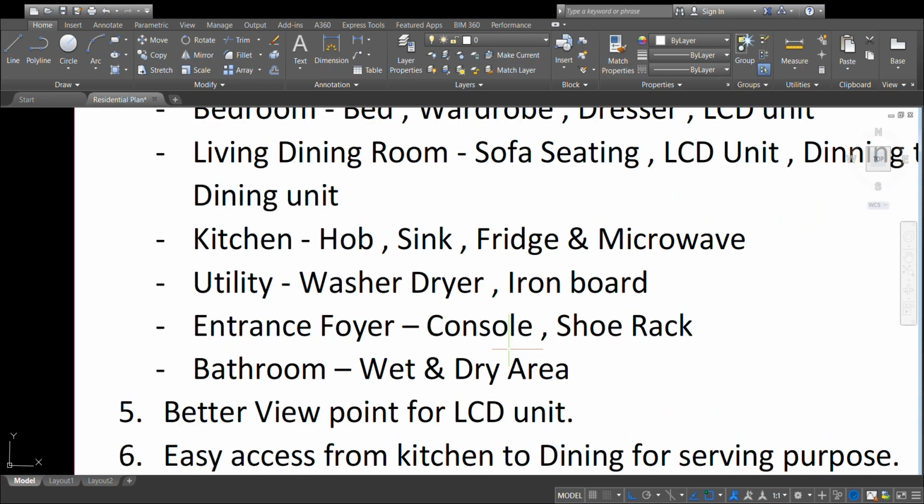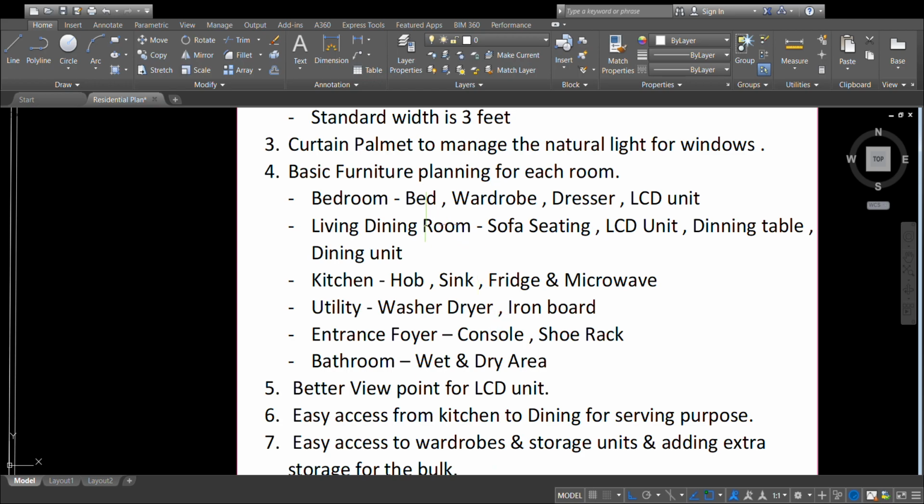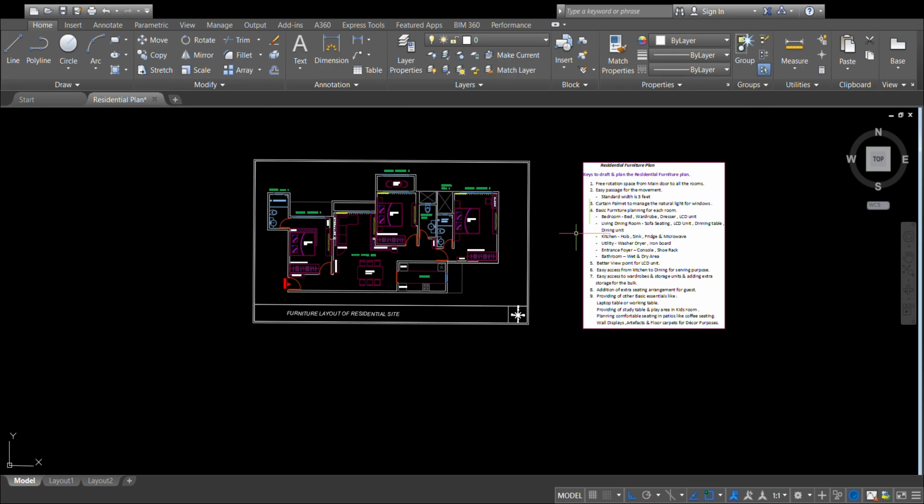So I'll explain you in detail about this, but as you just go through the list, these are something that you already know. But as an interior designer, you don't want to miss out on any of these important points while drafting. So now we'll go room wise and check out these formation. Like for the bedroom, we have bed, wardrobe, dresser, LCD unit.